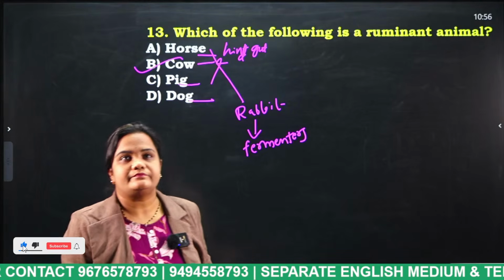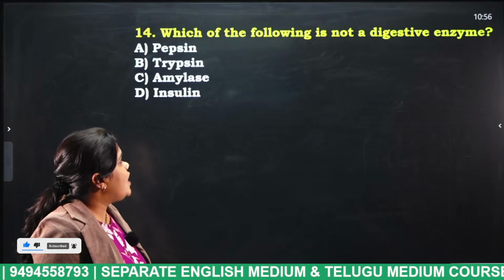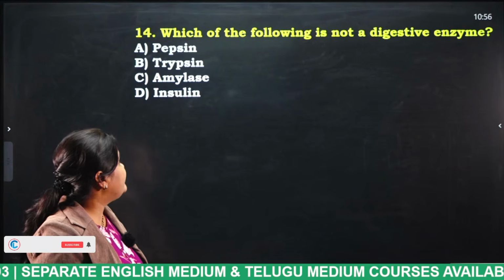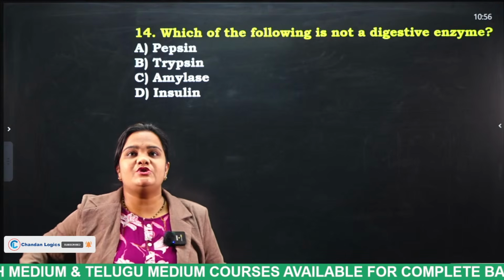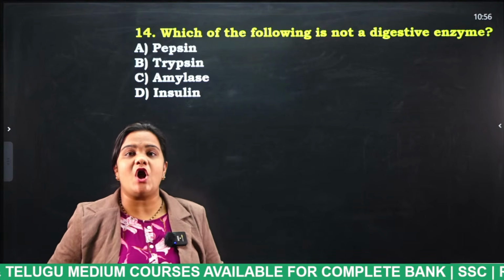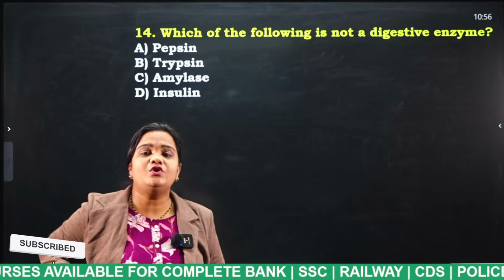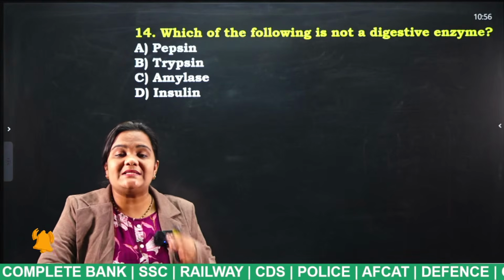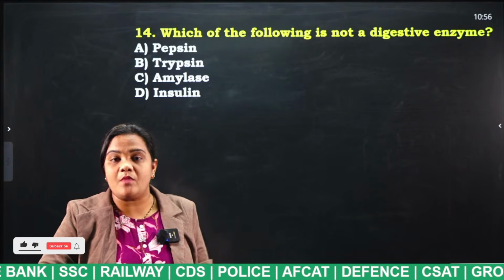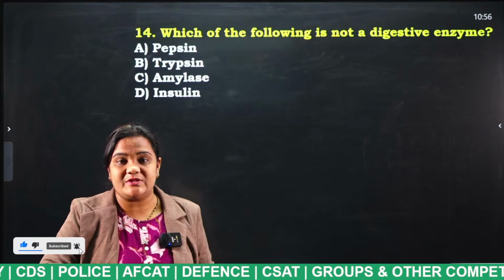Okay. Next. Which of the following is not a digestive enzyme? Pepsin, trypsin, amylase, insulin. Tell me, students, what is the answer for this question? We all know that generally we have 2 types of glands. What are those glands, students? Endocrine gland, exocrine gland. Endocrine glands are those which secrete hormones. Exocrine glands are those which secrete enzymes.